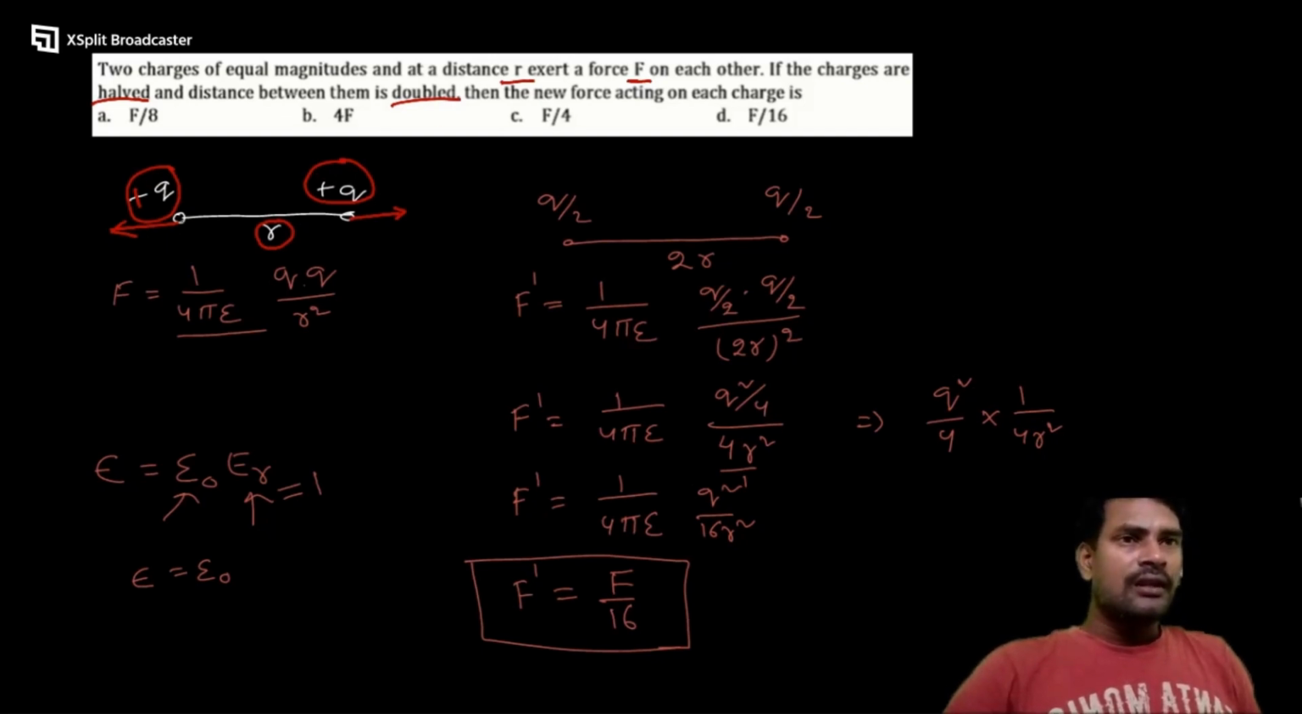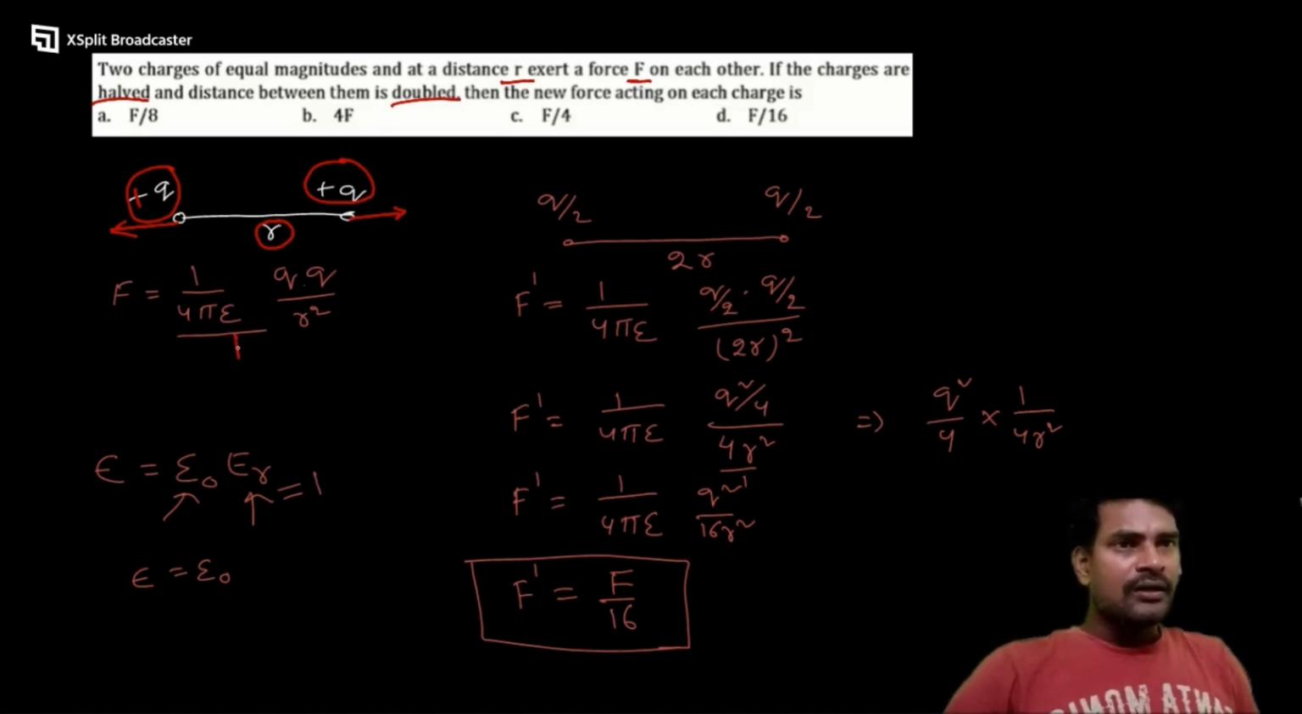Now initially they are separated by a distance r. According to Coulomb's law, F is the force. That force I am writing F is equal to 1 by 4 pi epsilon q. Actually there are two charges, both are of equal magnitude. That's why I have taken q. So q into q by r square.